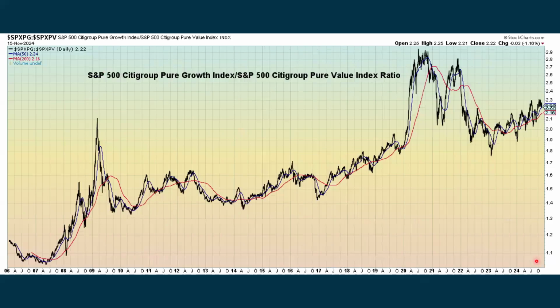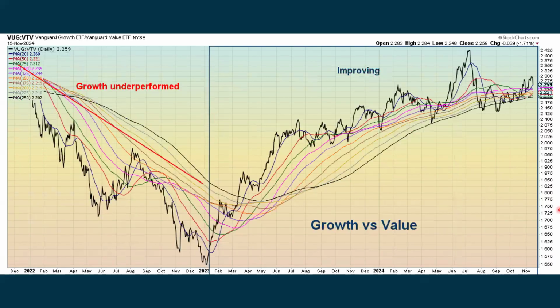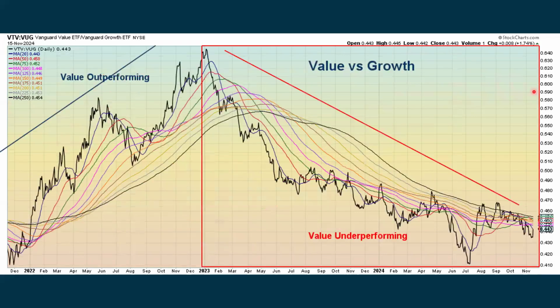And we look at some indexes here, the same index that I looked at earlier, but now we're doing a ratio showing how growth is outperforming on this chart, and a little shorter term showing how value continues to underperform growth. And we look at some ETFs, a growth ETF versus a value ETF. We came down, but we're still at the high end of this rainbow currently. And then we do an inverse looking at value versus growth, how it's been improving lately, but it's still at the bottom end of this rainbow.